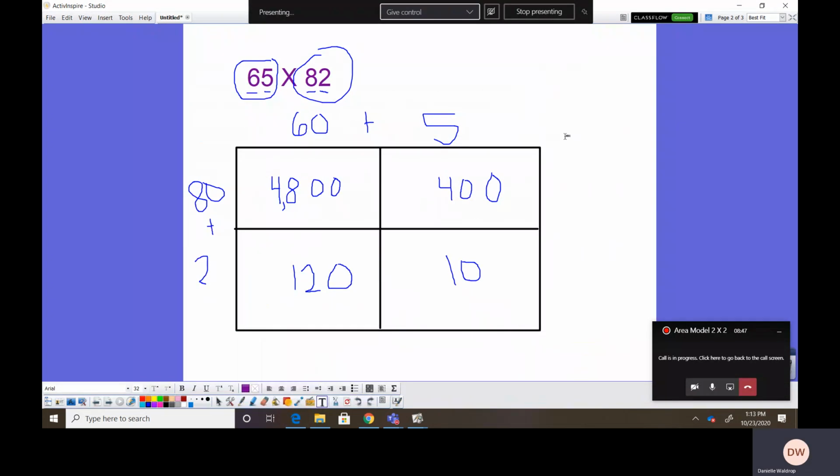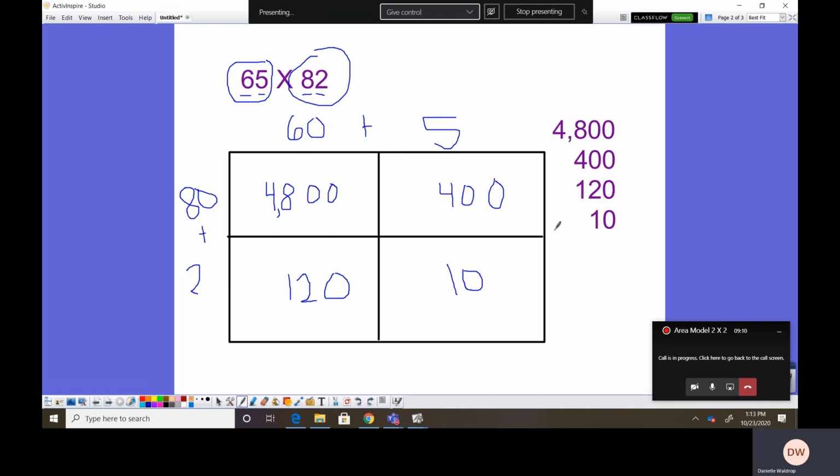So come over here on your paper and let's stack and add. Remember to keep them all in their correct places. So I'm going to start with my biggest number, 4,800. And then I'm going to come down here and on my 3-digit numbers, I'm going to put plus 400. And then I'm going to do my 120. And then I'm going to do my smallest 2-digit, my 10.